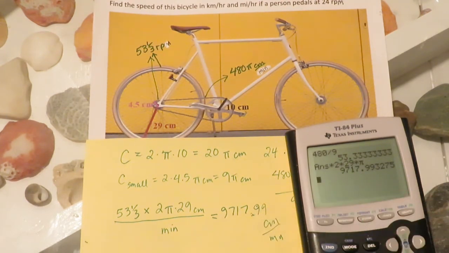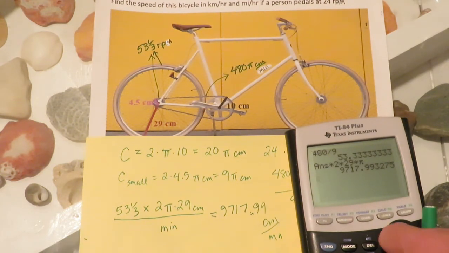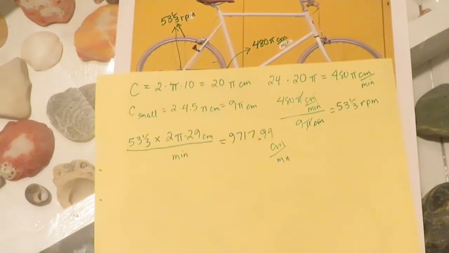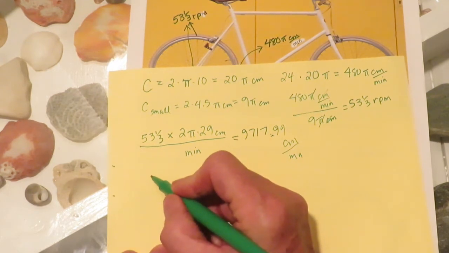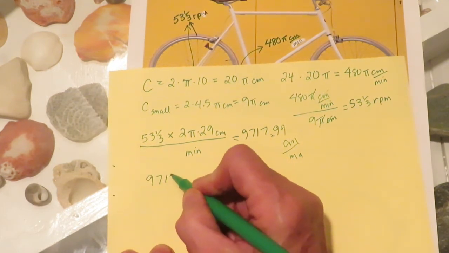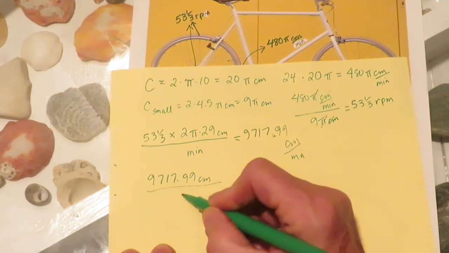Well, if you were talking to somebody, it might be more meaningful to them if they understood how fast the bicycle was going in kilometers per hour, because kilometers are kind of close to miles. So let's convert this to kilometers per hour. So I have centimeters per minute. I want kilometers per hour. So 9717.99 centimeters per minute.